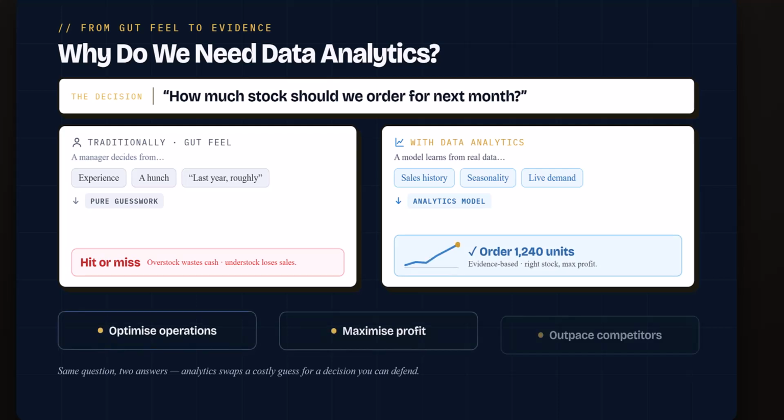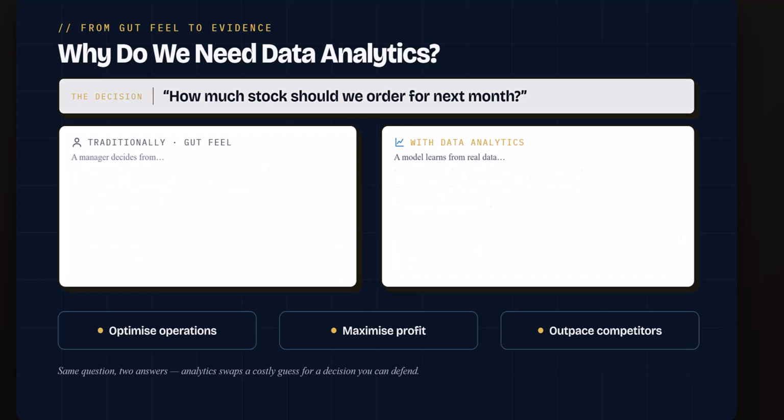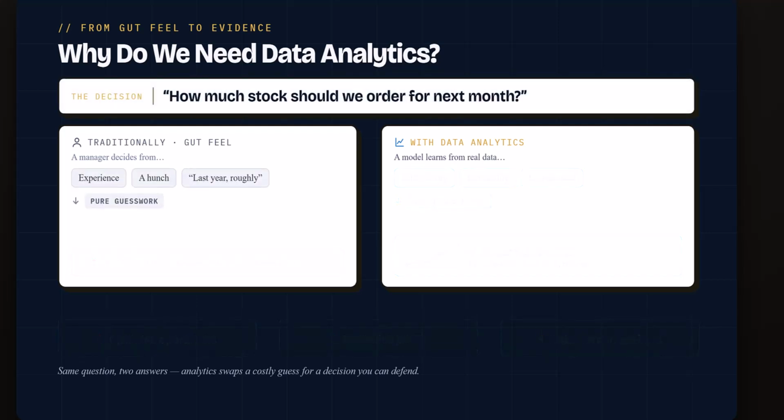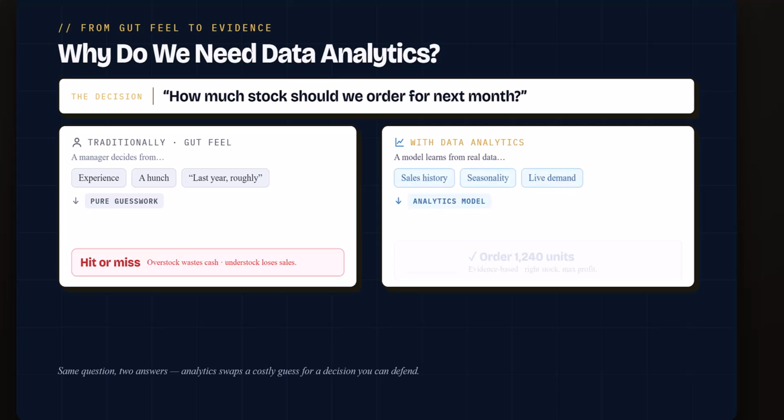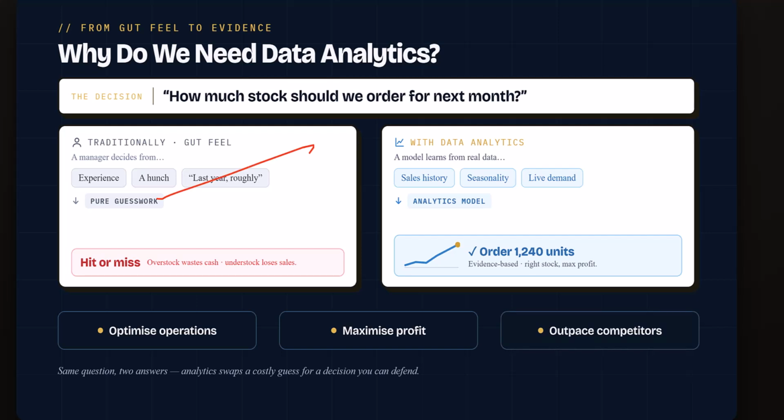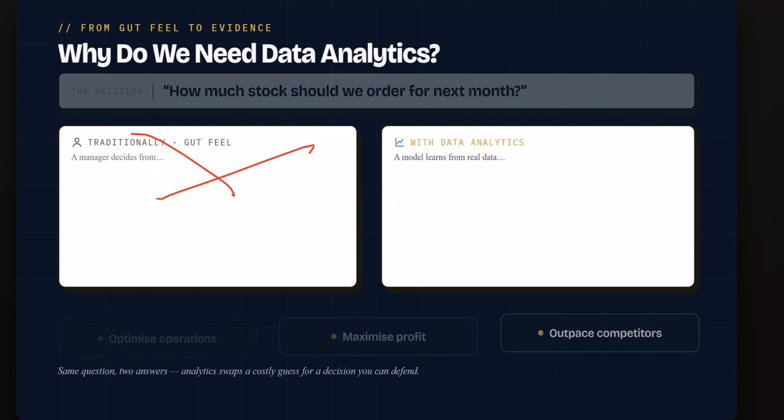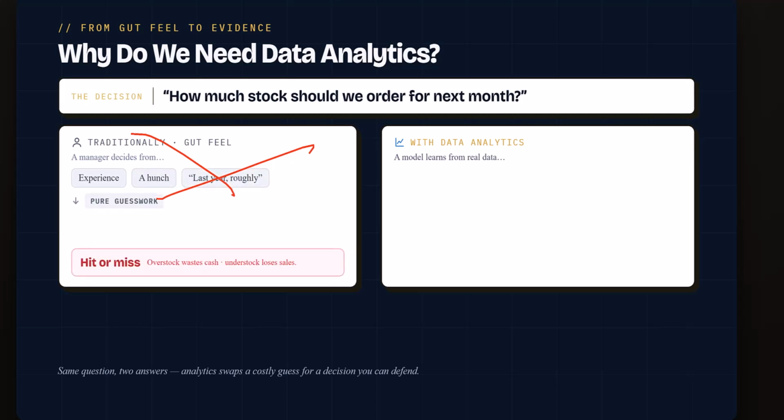If you guess too high, you overstock and waste cash. And if you guess too low, what happens is you understock and lose out on sales, right? So this traditional method is actually not good. All right, now let's look at the same exact decision but powered by data analytics.